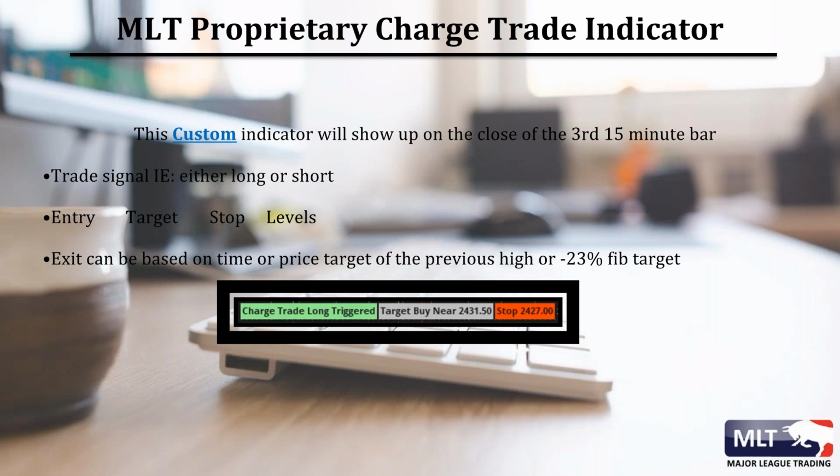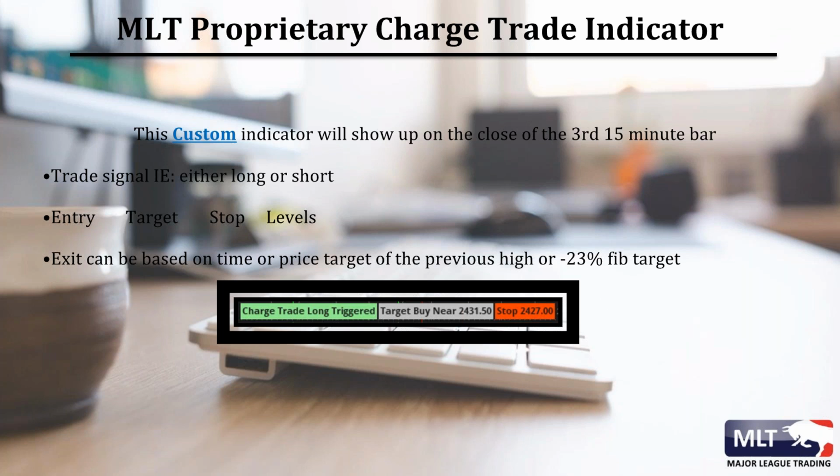The MLT proprietary charge indicator is something I had built. I created the strategy, and I was like, you know what? It's so easy, but I want to make it easier, because as much as I can possibly do to make trading easier, I want to do, right? We're competing against computers. We're competing against super sophisticated, highly funded software programs. We've got to come up with some kind of edge. We've got to be able to at least automate some of the process.